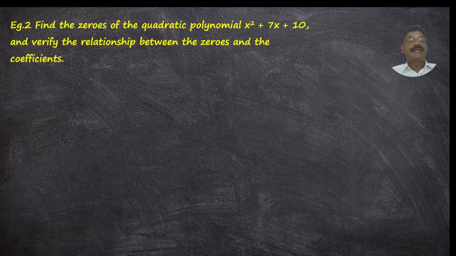Now let us see the second problem. Find the zeros of the quadratic polynomial x square plus 7x plus 10 and verify the relationship between the zeros and the coefficients. Same way we are going to solve this problem.